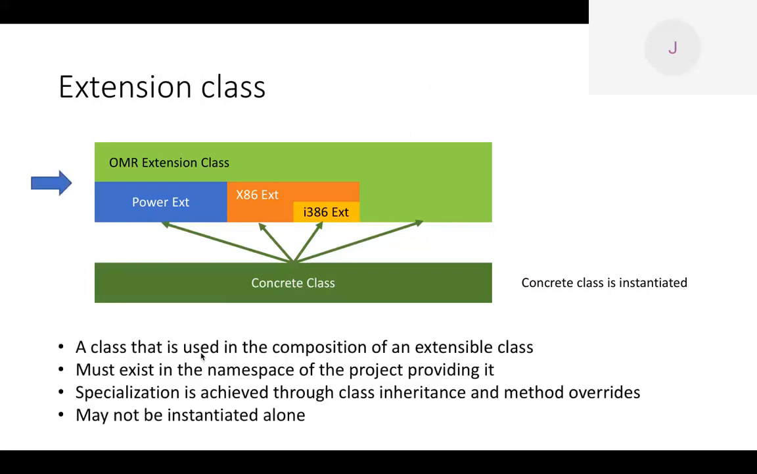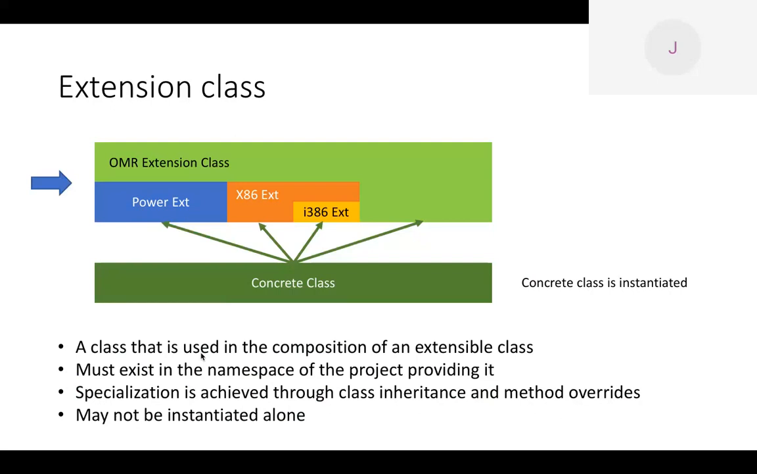So, as it says here, an extension class is a class that is used in the composition of an extensible class. It has to live in the namespace of the project that provides it. So in this case, each of these extensions have to live in the OMR namespace. If we were in the J9 project, for example, they would all have to live in the J9 namespace. The way that the specialization works is through class inheritance and method overrides. So not virtual, but just pure method overrides.